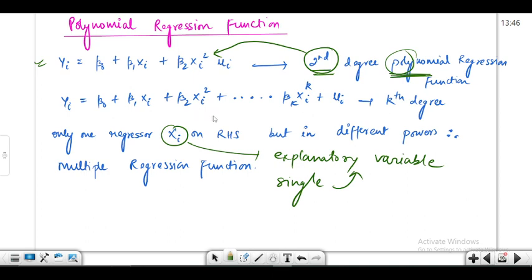We have studied in the case of multiple regression that your regressors can be non-linear. They can have a different function which is not linear, and the only thing required is that the function should be linear in your parameters. So this function is also linear in parameters, but it is not linear in your xi variables. That is why it is a special form of a multiple regression function, called the polynomial regression function. This is a polynomial regression function of kth degree because the maximum power of the xi variable is k.